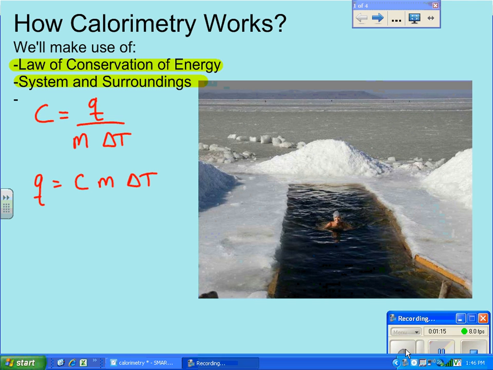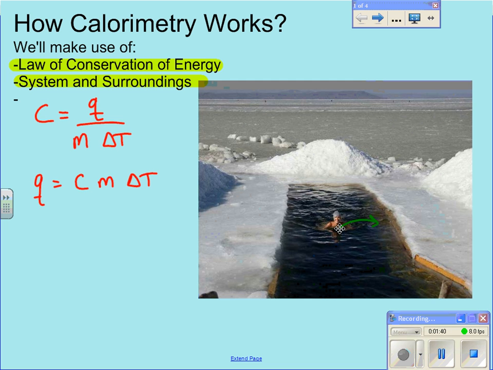So if we look at this picture, this brave woman in this very cold body of water, we can get a sense for how calorimetry is going to work by putting all of these things together. If we consider the woman to be the system and the water the surroundings, there's a transfer of energy or a flow of heat. Obviously, the woman is at a higher temperature than the water. Body temperature's much warmer than close to freezing water. So the direction of heat transfer would be away from the woman into the water.